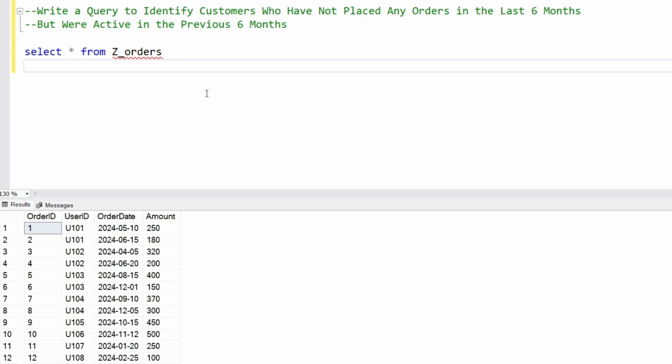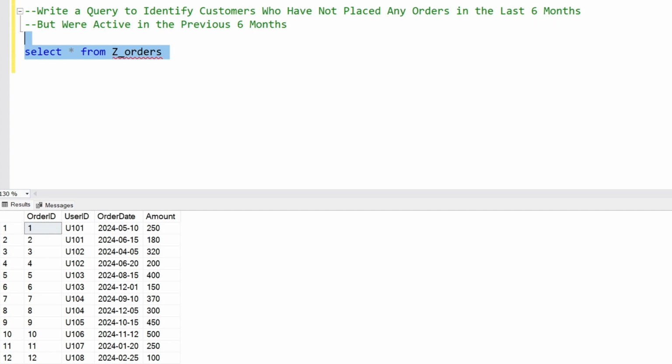So today I'm back with another interview question. We have a table called Z orders. It's basically a restaurant table, and the data we have is a few users who are customers, their order date, the total amount, and the order IDs. So what do we have to find? We have to find the customers who have not placed any order in the last 6 months.